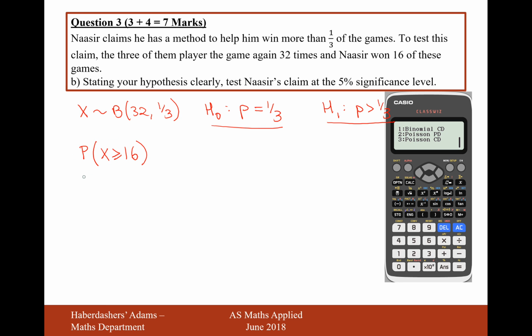So what we do is we'll go to the calculator, we go to binomial CD mode. Now to work out the probability of winning 16 games or more, we have to do 1 minus the probability of winning 15 games or fewer, because that's the exact opposite probability. 16 games or more or 15 games or fewer, they're exact opposites, so it must be 1 minus, because probabilities should add up to 1 in total.